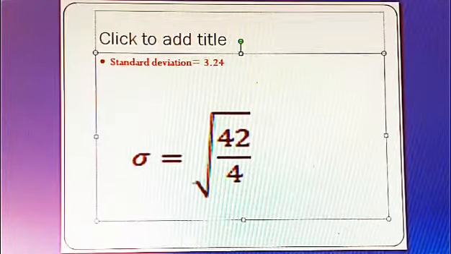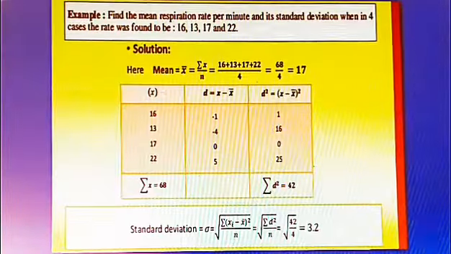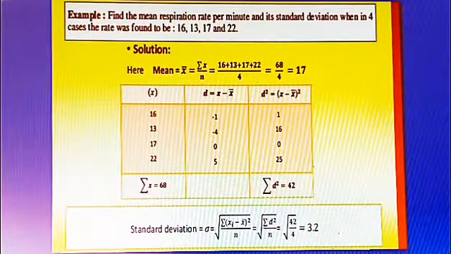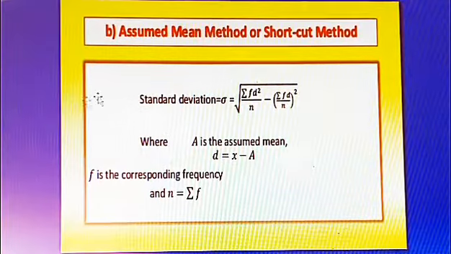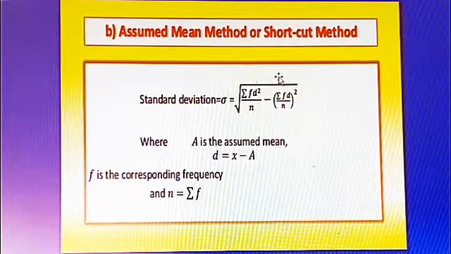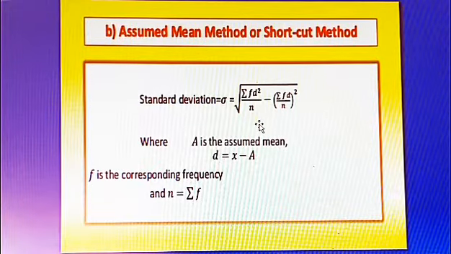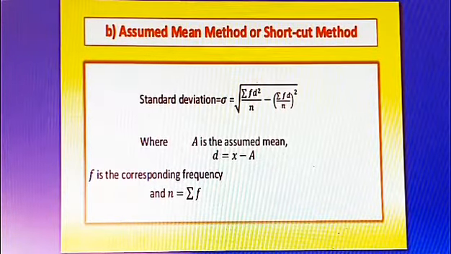Okay, students, so you can have a look once. Next, we will discuss the problem if you have a frequency. We know the formula, right? Standard deviation sigma is equal to under root of summation of fd square by n minus summation of fd by n the whole square, if it's going to be a frequency, discrete series.